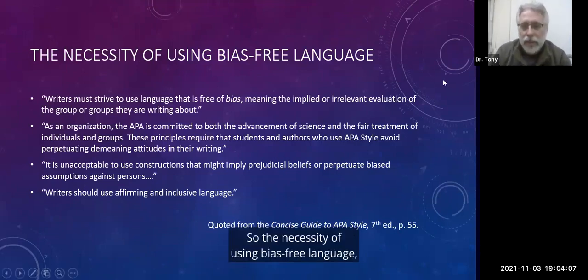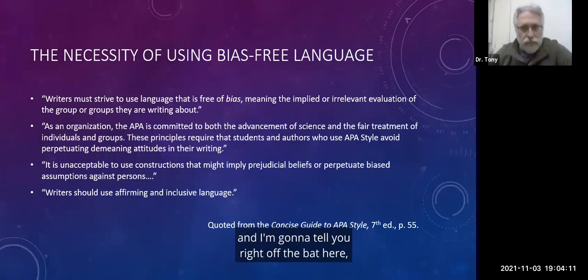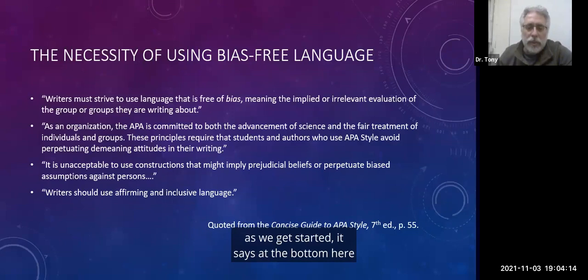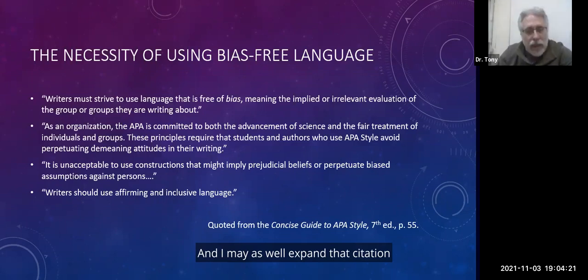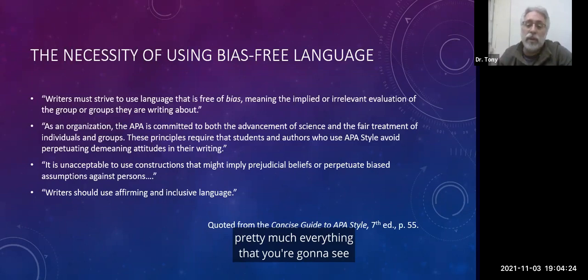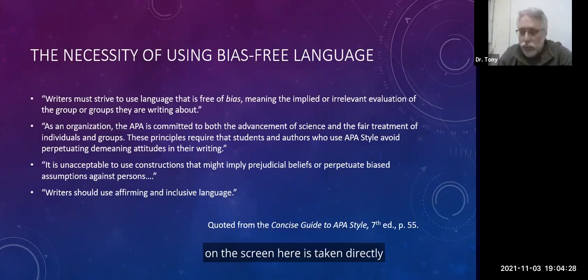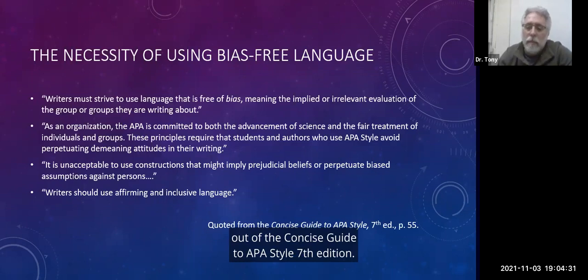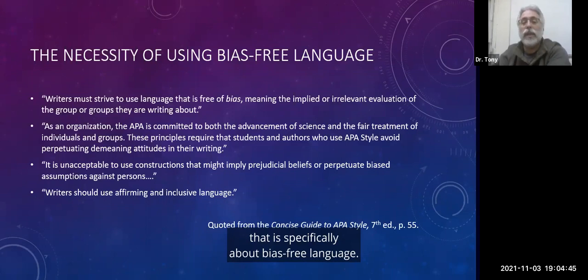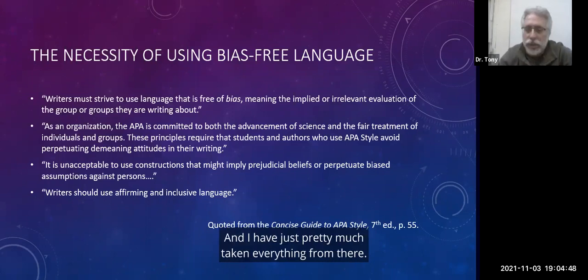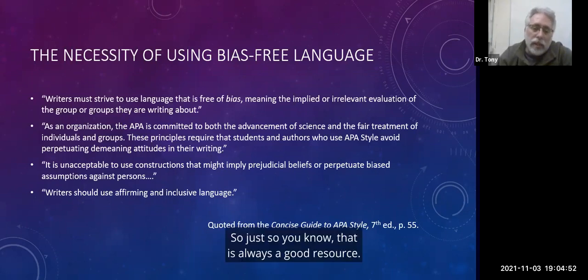Okay, so the necessity of using bias-free language. I'm going to tell you right off the bat, it says at the bottom here that this is quoted from the Concise Guide to APA Style 7th edition. Pretty much everything that you're going to see on the screen is taken directly out of the Concise Guide to APA Style 7th edition, most of it from chapter 3, I think, 3 or 4. It'll say at the end. There's a chapter that is specifically about bias-free language, and I have pretty much taken everything from there. So that is always a good resource.